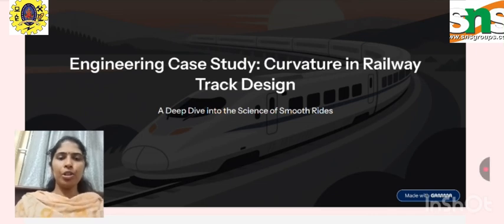As the continuation of the lecture series on the topic Curvature, Envelopes and Evolutes, now we are going to see a case study based on curvature. So here we are going to see a case study on curvature in railway track design.